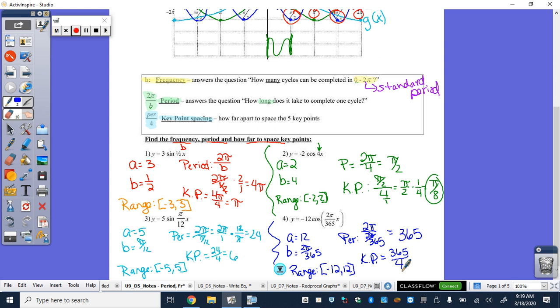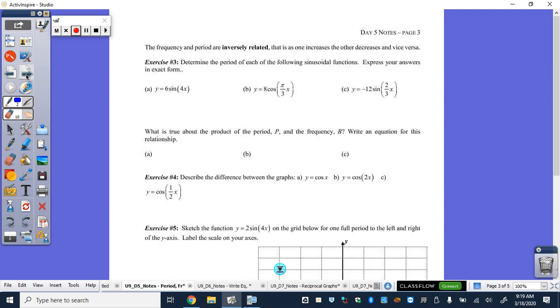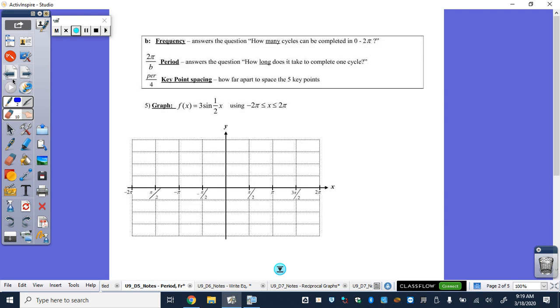So, let's keep playing around with that frequency and period. Let's do some graphs using our new frequency, periods, and key points that we had.